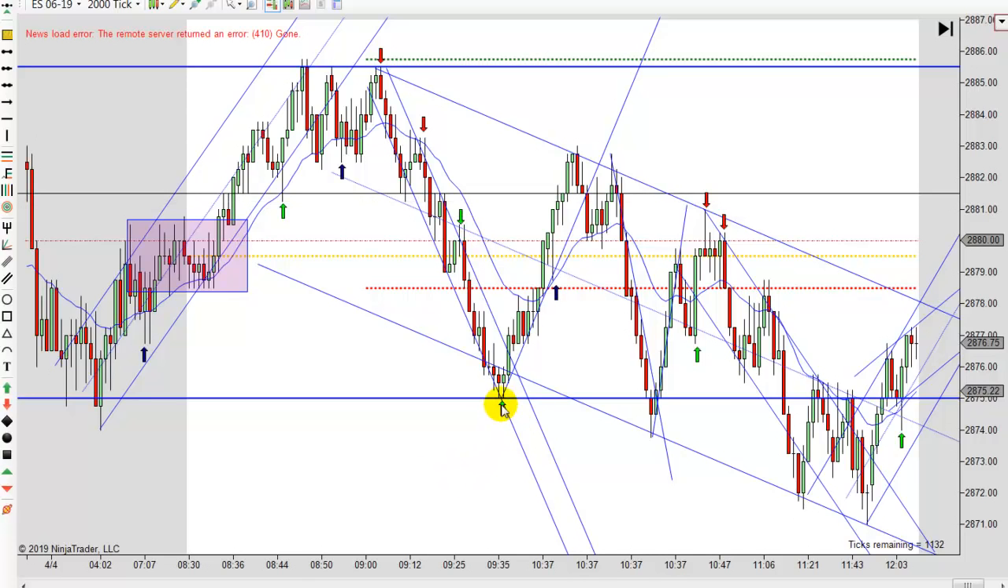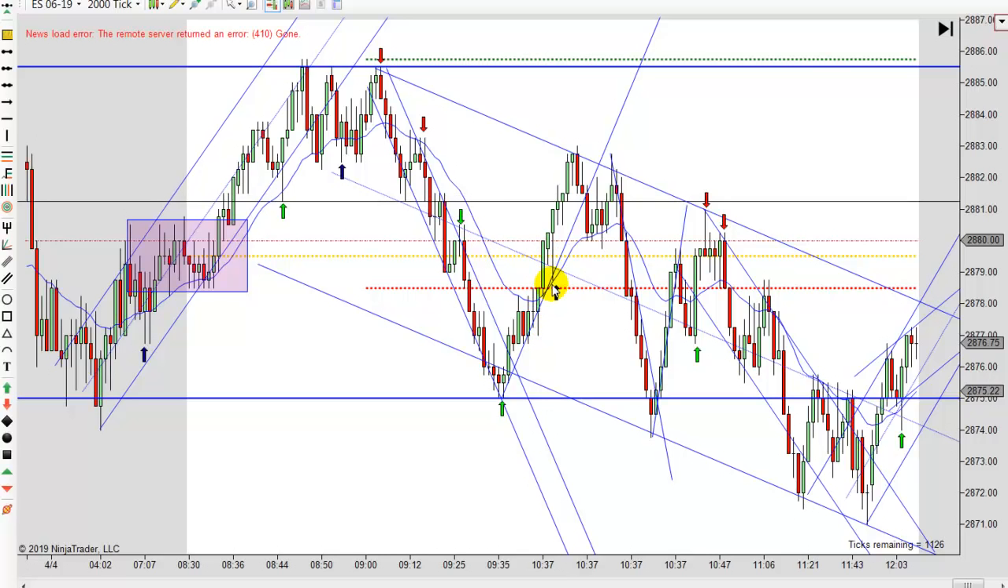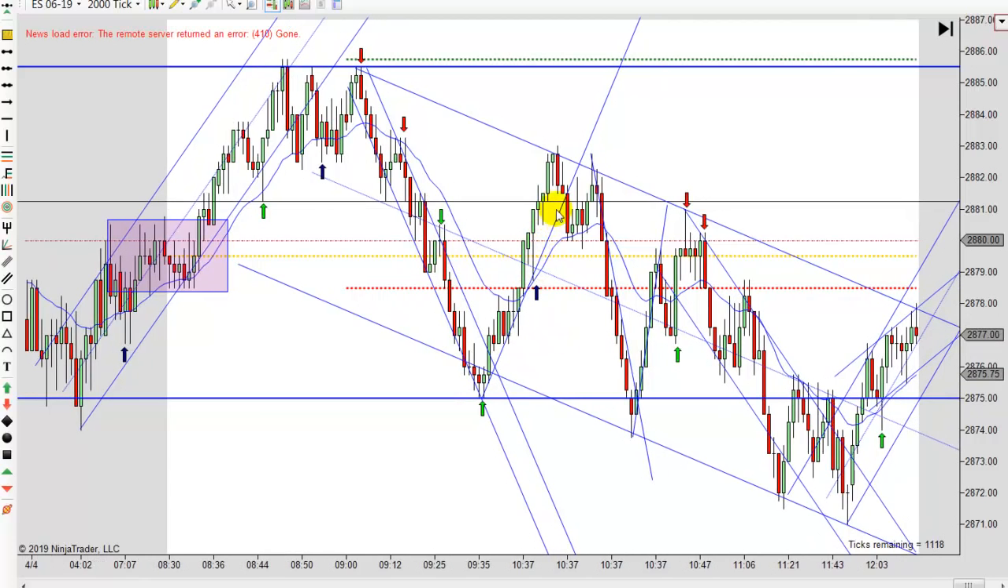But notice what happens. You push up, get a first entry, you push through the EMA, you pull back and get a failed second entry short. And when it breaks above here, I like going long there. Of course, your stop has to go below this bar. Runs up and you get a failed second entry long right there.